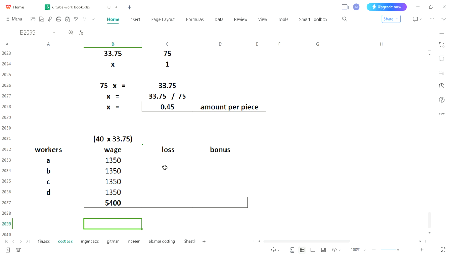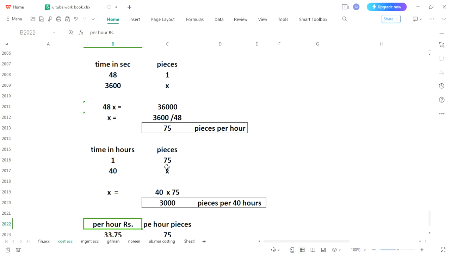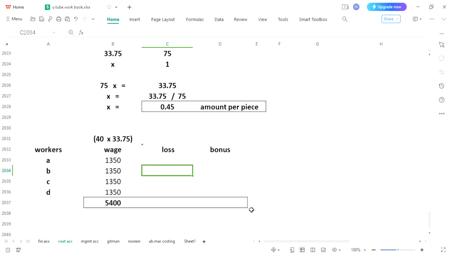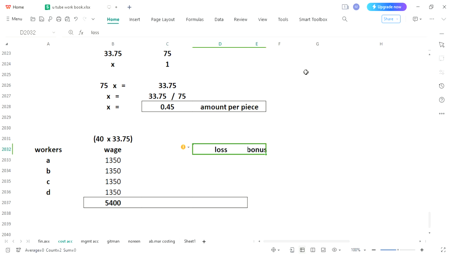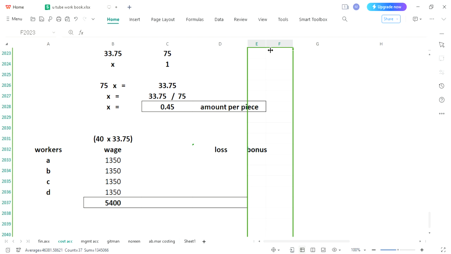But now we will conclude at what stage some workers had lost production and some workers would get the bonus. How would we decide? This is very important. Please focus here. 3000 pieces must be made in 40 hours. Okay. So now to calculate the loss, we will be taking a little more space so that you can understand what we are going to do. Little more space is needed over here.